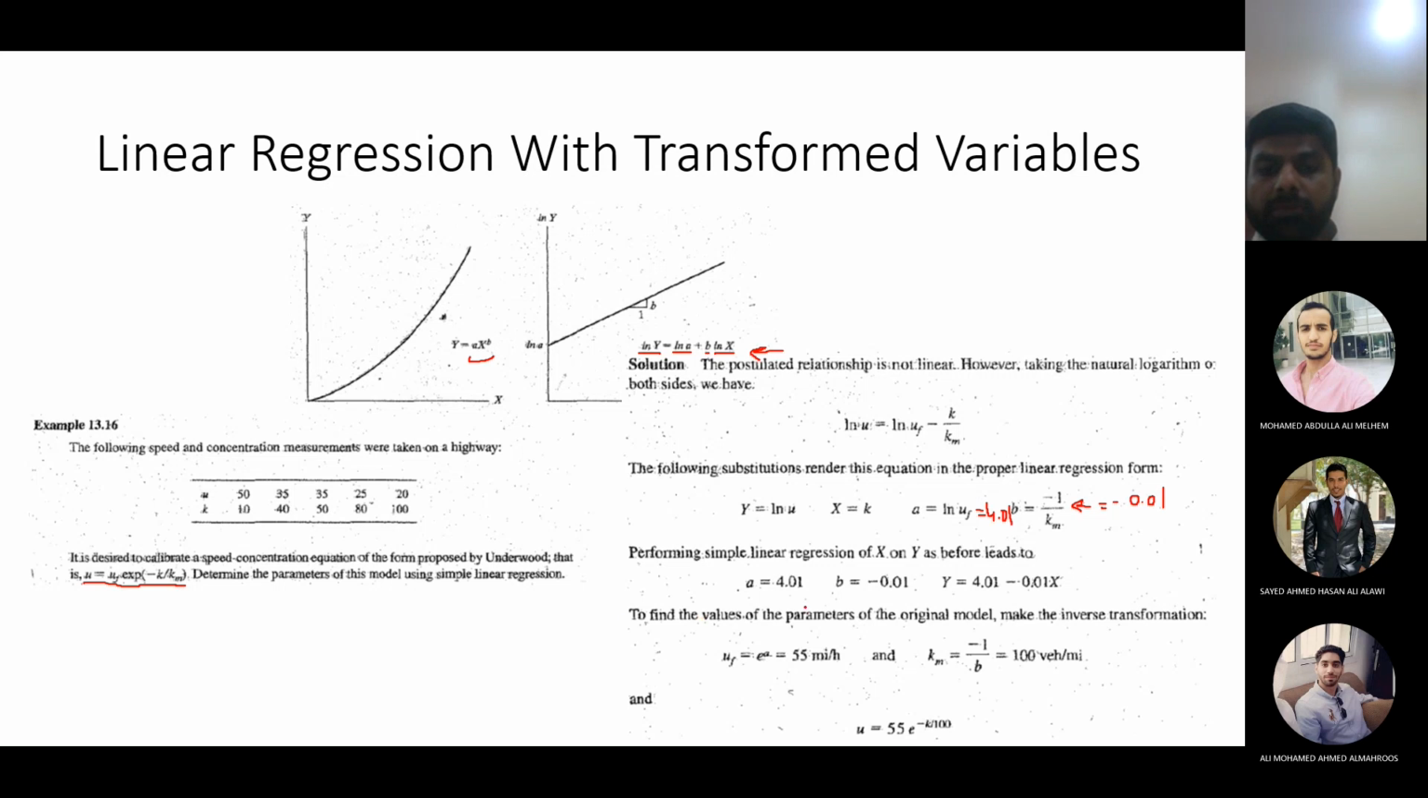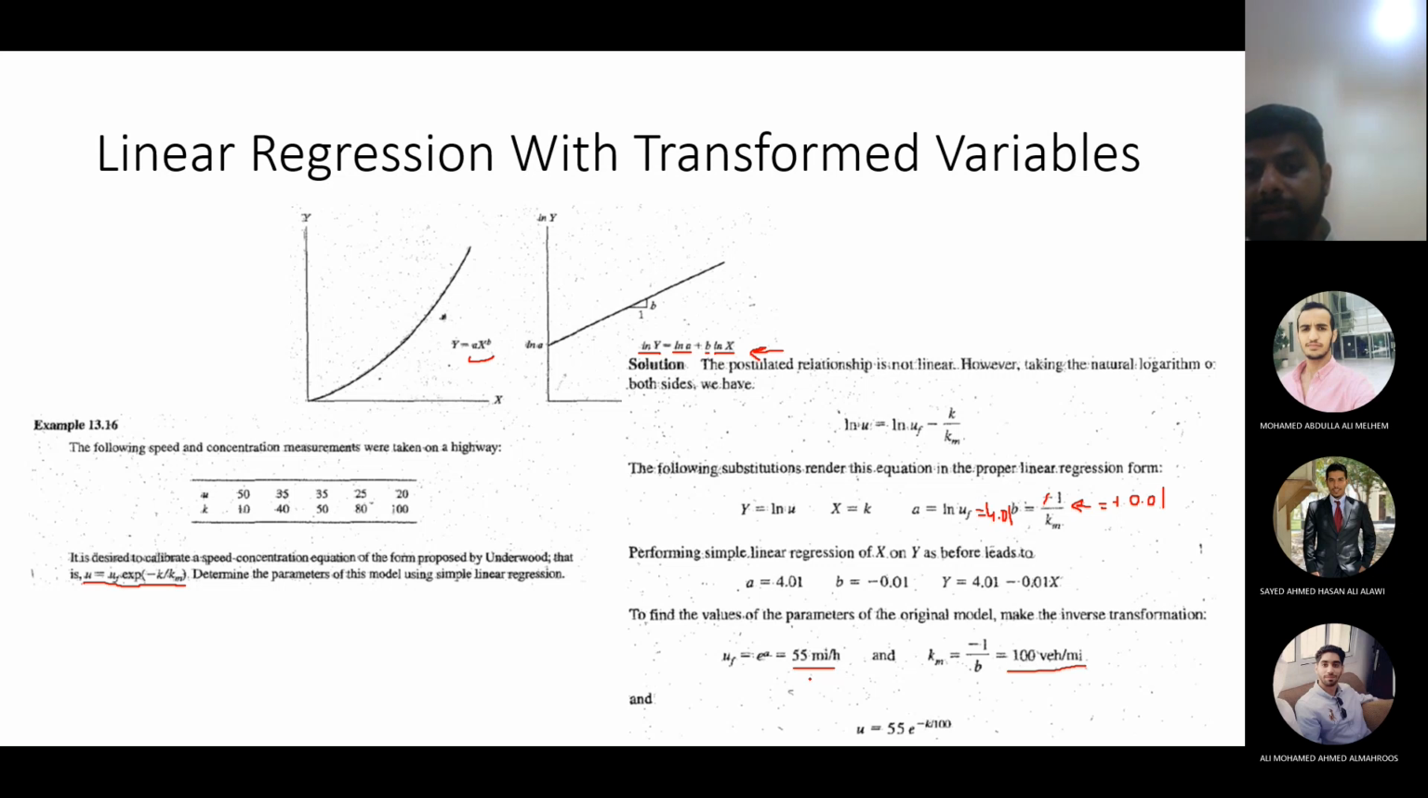So log of uf equals 4.01. You take the exponential on both sides, so the log will be removed and the exponential will come on this side. So uf becomes 55 miles per hour. Then in this case it is very simple. The minus sign will cancel out, and km will be 1 upon 0.01. km will be equal to 1 upon 0.01, so it will be 100 vehicles per mile. So km and uf are found now.